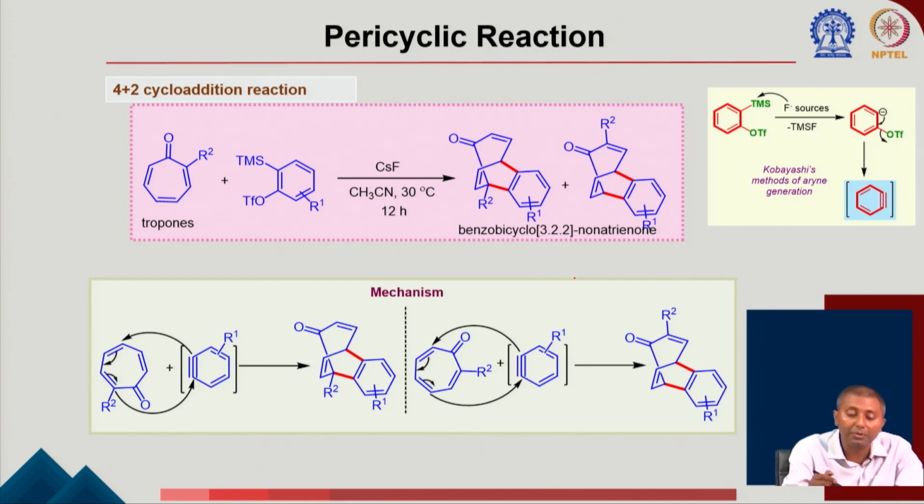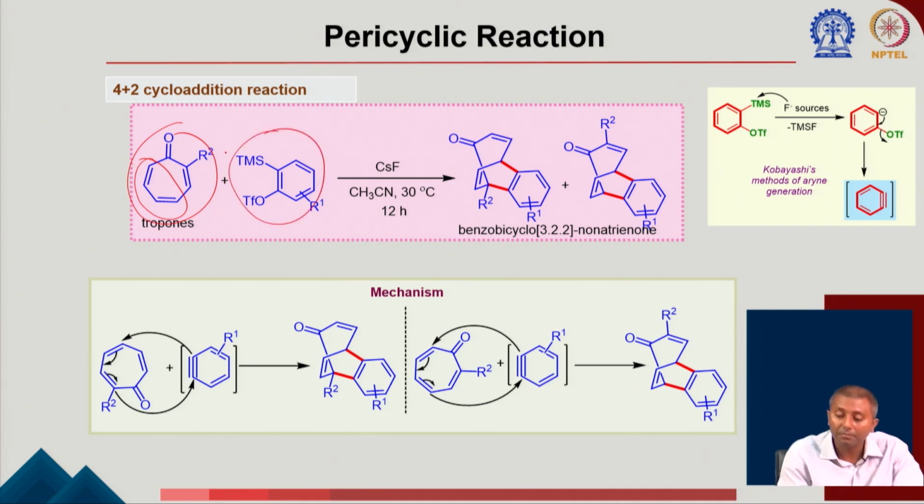Starting from the tropones, the tropones can also be used in the Diels-Alder reaction. You can think about the tropones having this type of structure. You can see 2 double bonds in a cisoid form, so that can participate in a Diels-Alder reaction to form this bicyclo nonatrienone structure, bicyclo 3.2.2 nonatriene.